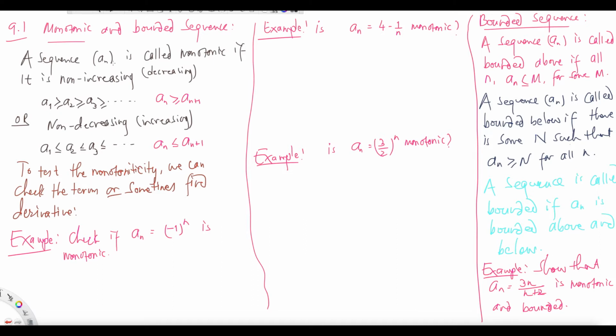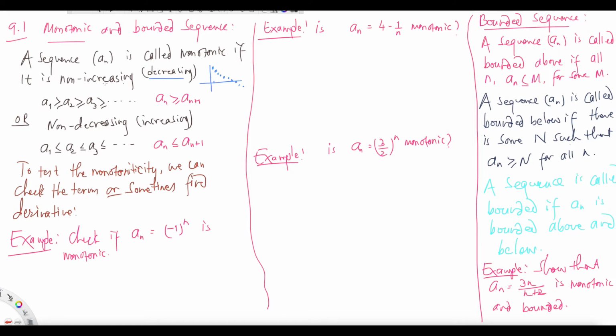A sequence a_n is called monotonic if it is non-increasing, which is the same as decreasing. Non-increasing means the first term is the biggest one, which may be greater than or equal to the second term, which may be greater than or equal to the third term, which may be greater than or equal to the fourth term, and so on, right? So the first term is big, and then smaller, and then smaller, and then smaller, like that. This is called a monotonically decreasing sequence, okay?